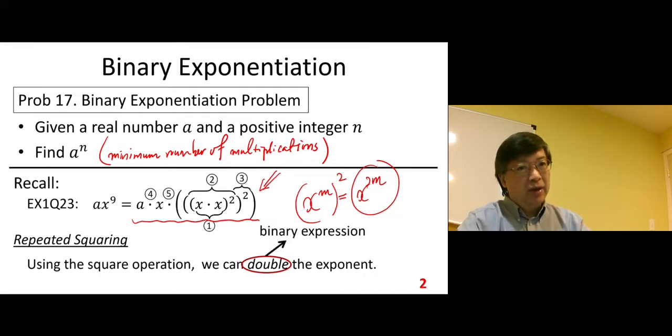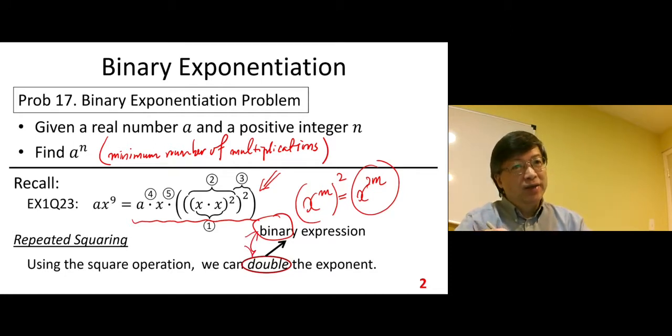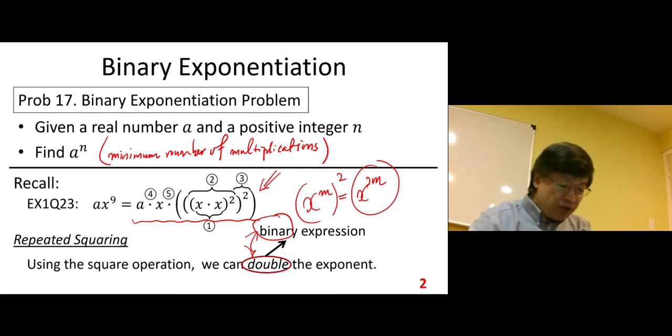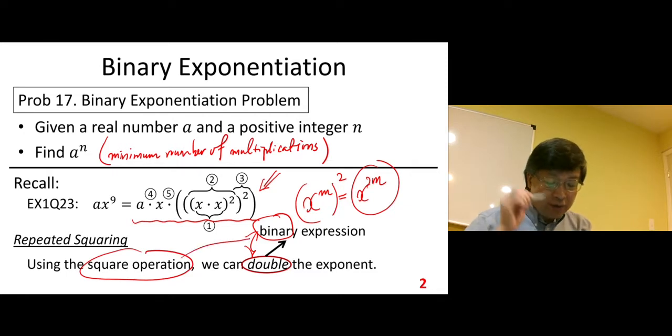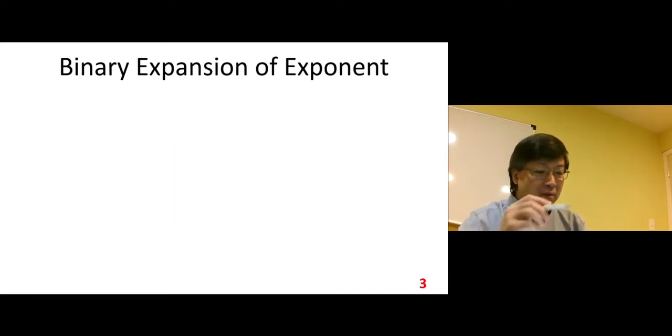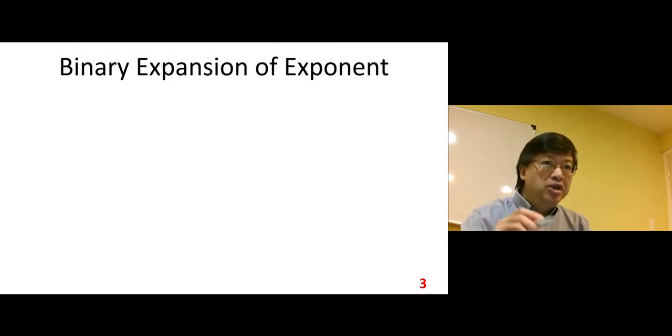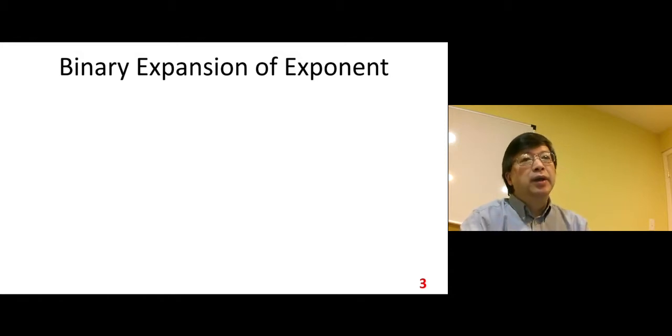It relates to binary expression. Double, binary, right? So they are related. Double and binary, they are closely related. So this operation should relate to binary expression. So we want to explore that. Next, binary expansion of the exponent. Can we represent the exponent number n in the form of a binary expression?